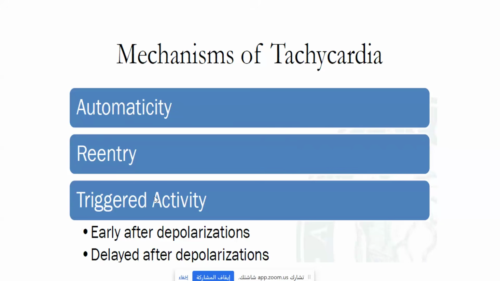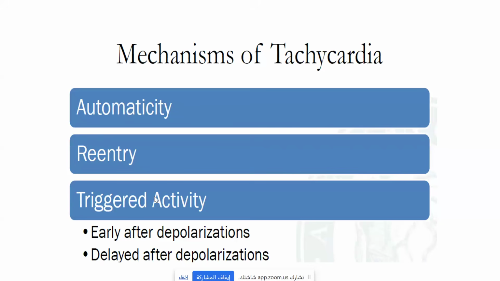Re-entry: you know, there is more than one pathway for the arrhythmia to lead to re-entry, one fast pathway and the other slow pathway. We need some delay in one pathway to let the other pathway recover, to make it a unidirectional tachycardia, and this is the most common mechanism of arrhythmia.